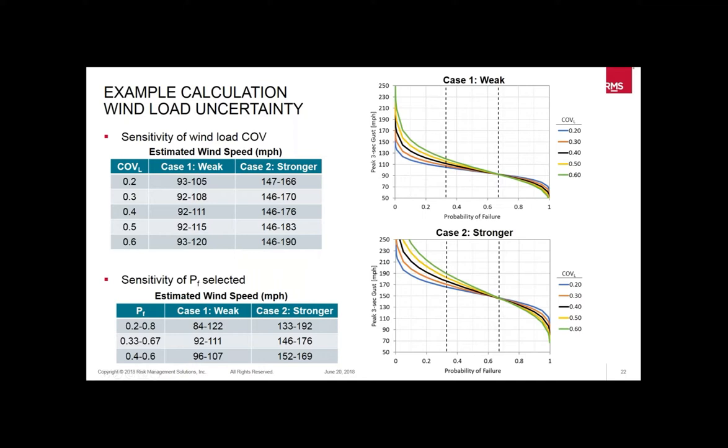Then, as a second sensitivity, I looked at what if we vary the probability of failure. Instead of using the 33 to 67, what if we went with a wider band? You can see, of course, it's a wider band of estimated wind speeds. Or if we did a narrower band, what would that wind speed estimate look like? This is something we're still debating, what the probability of failure should be that we would recommend to be used in the standard, but this is a little bit of the sensitivity to those parameters.